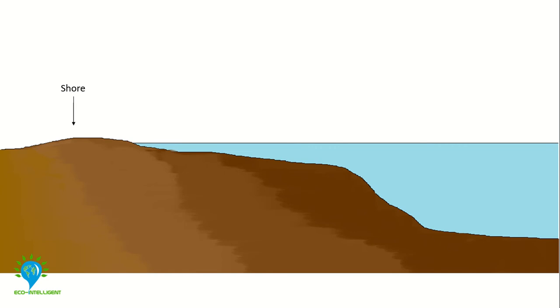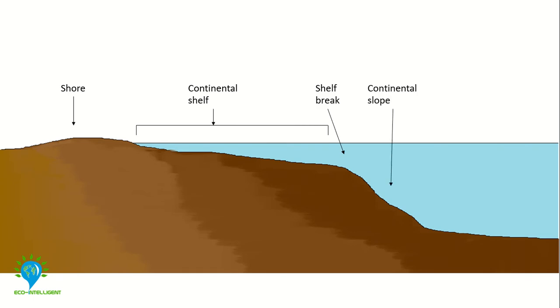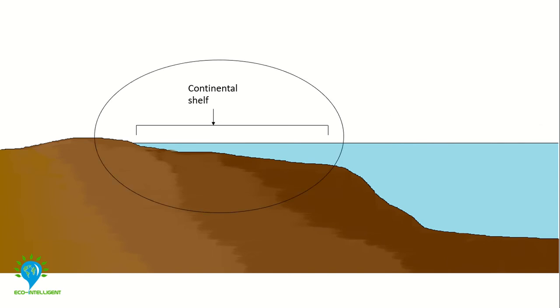It starts with a shore that leads to a gently sloping area called the continental shelf. At the shelf break, the slope increases and leads to the continental slope. At the base of the continental slope, we have the continental rise, which is where marine sediments get deposited. The continental rise leads to the abyssal plain or the deep ocean floor. Our area of interest is this continental shelf.